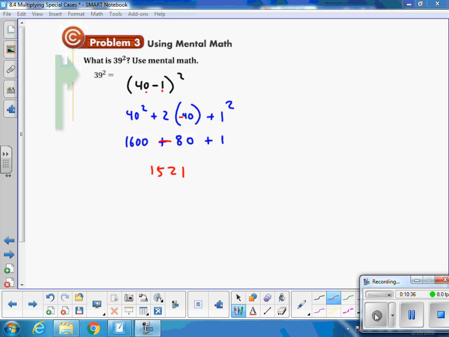Now this is just a method you can use. I know you're going to be itching to use your calculator on this one, but that's a method you can use. You can use squaring binomials to find a square that you're less familiar with, to work with ones that maybe you're more familiar with.